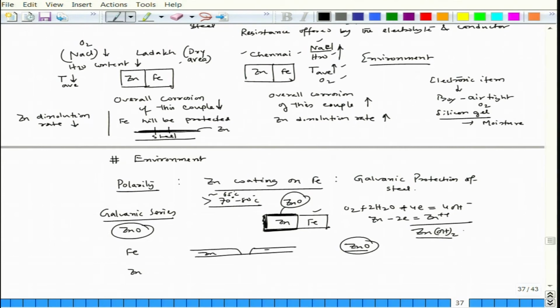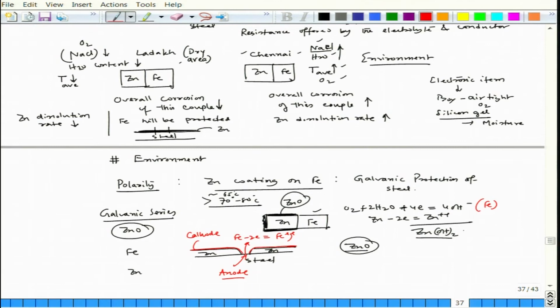So, this is zinc, this is zinc, this is steel, and zinc oxide is forming on top of it. Now, zinc oxide is here the cathode, and that time this becomes the anode. So, the cathodic reaction that was happening on the iron surface will now happen on the zinc oxide surface. So, once zinc oxide becomes the cathode, this would become the anode. So, instead of protection of iron, we have iron dissolution. Iron dissolution would take place.